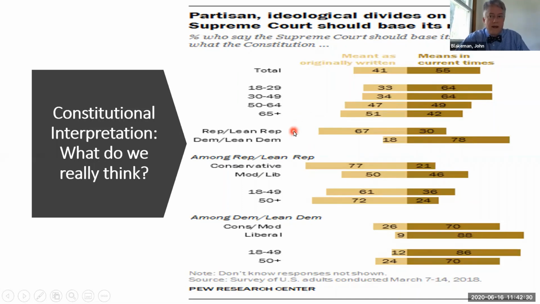There's no question that your political identification affects how you view the Constitution and interpretation. So if you identify as Republican or you lean Republican, two-thirds of you say, yeah, constitutional interpretation should be based on original intent. If you identify as a Democrat or you lean Democrat, three out of four of you say, no, the Constitution should be interpreted in current times, the living Constitution approach.